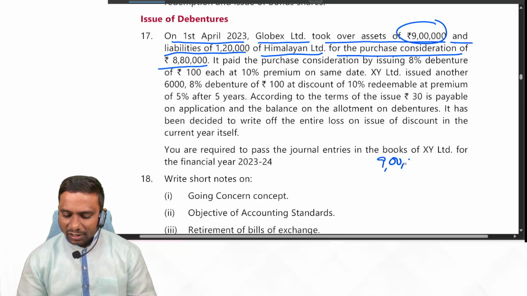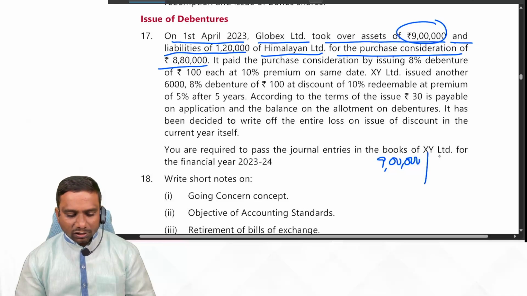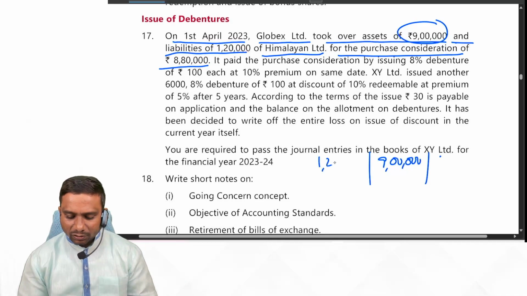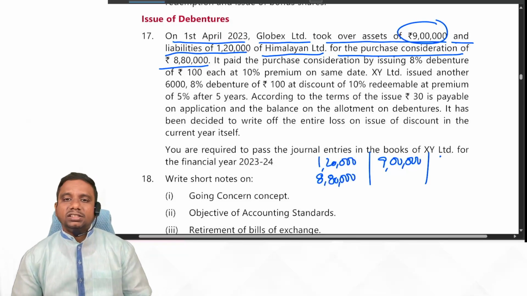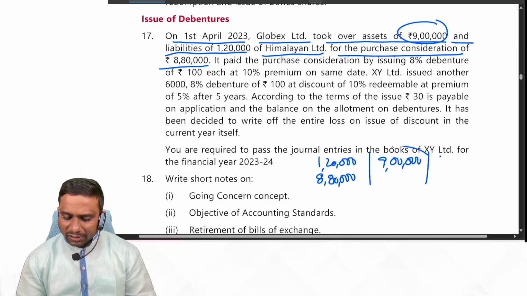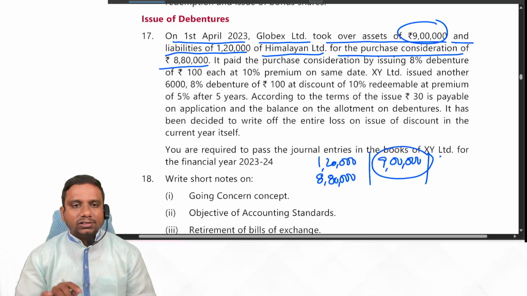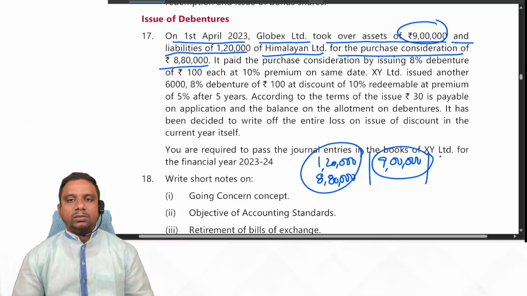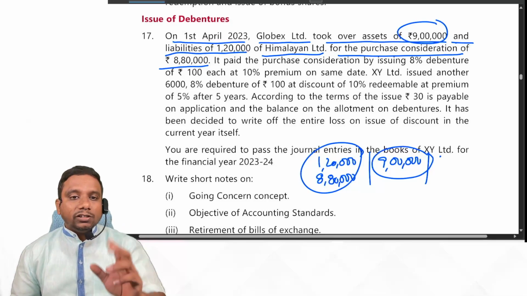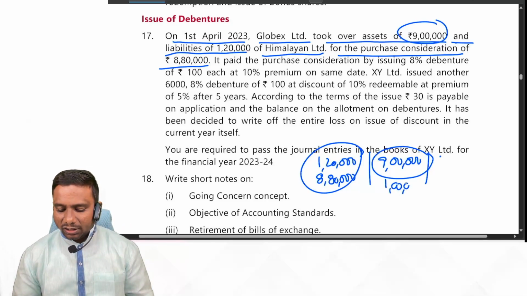Look at the 9 lakh rupees of assets. On the other hand, we have to pay 1 lakh 20,000 rupees of liabilities and 8 lakh 80,000 rupees as purchase consideration. You observe that assets received are less than the amounts payable. In that case, the difference of 1 lakh is a loss, which we treat as goodwill.